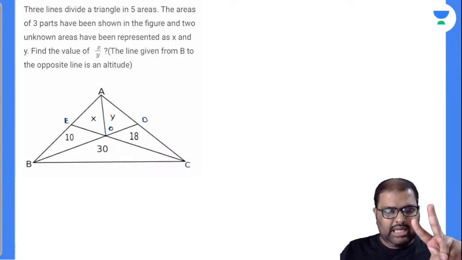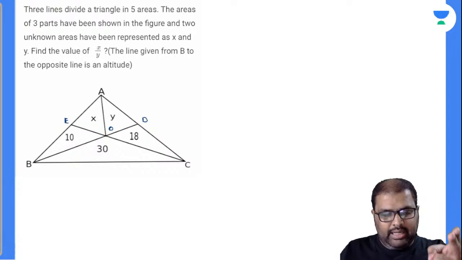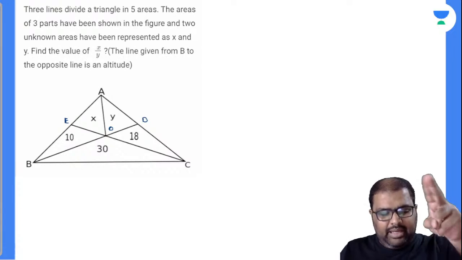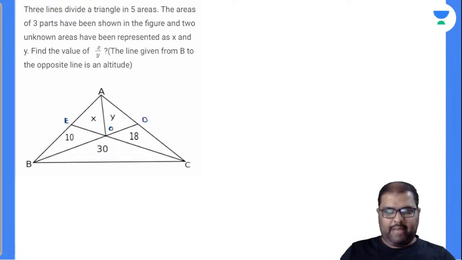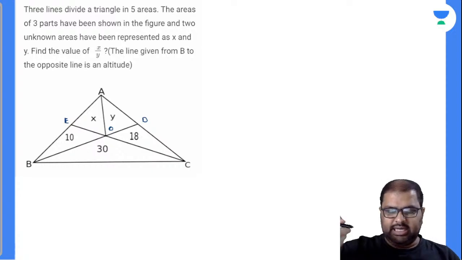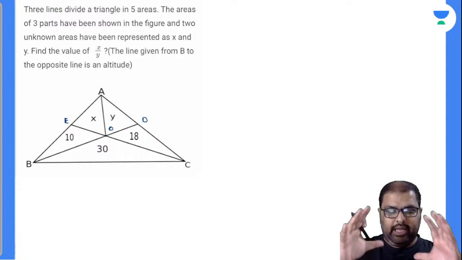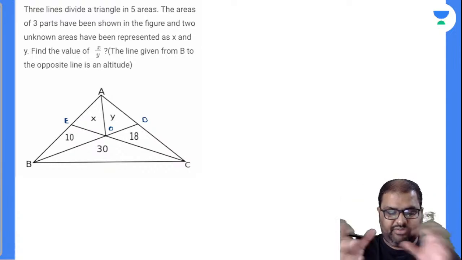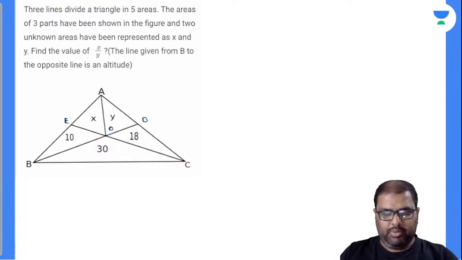If two triangles have common heights, automatically the areas of the triangles will be in the ratio of their bases. Am I right or wrong? Half into B1 into H is equal to half into B2 into H. H gets cancelled, half gets cancelled. Areas of the triangles will be in the ratio of their bases. Everybody knows about this property?